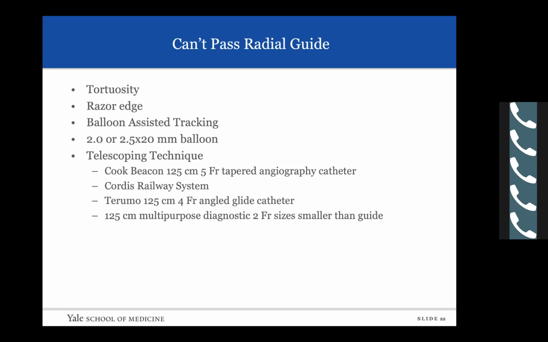You can use balloon-assisted tracking by putting a 2 or 2.5 by 20 millimeter balloon at the end of the guide, putting it up to 8 to 10 atmospheres, and then pushing the guide over the balloon. It does require exchanging the typically 038 guide wire for coronary wire through the lesions, and then you track the coronary wire up with the balloon. When you cross it, you can change back to your regular 038.